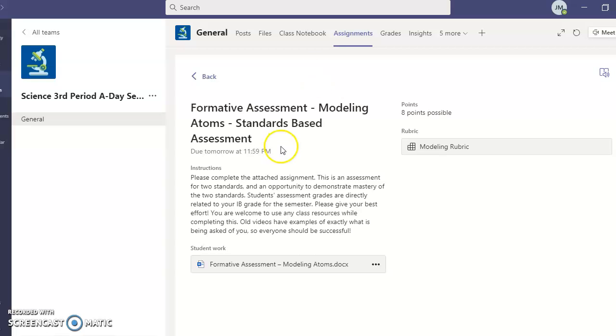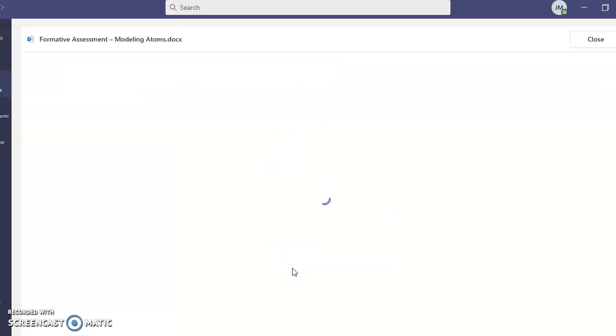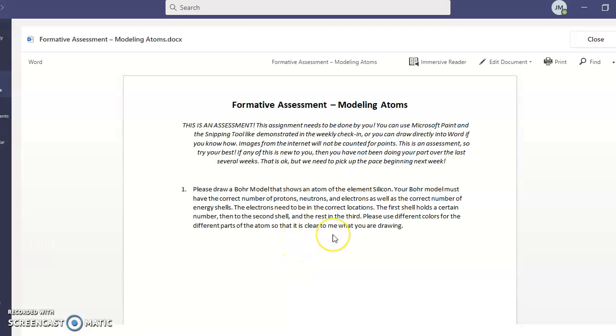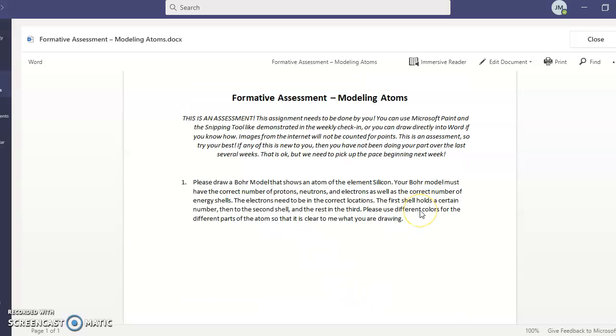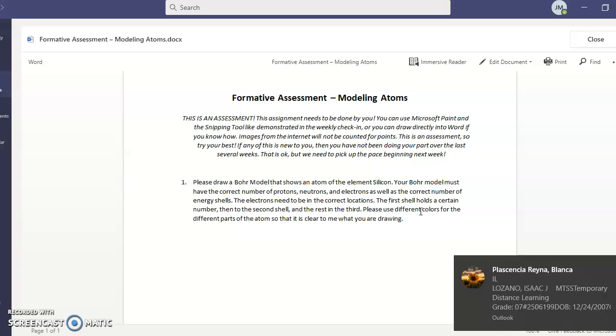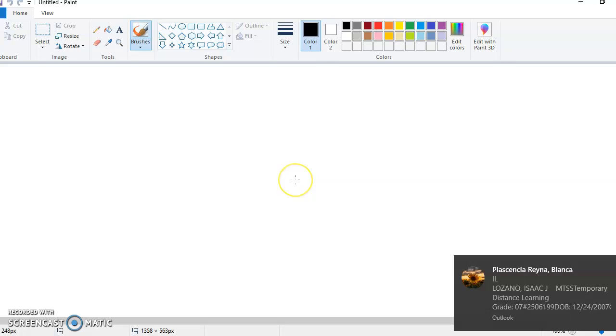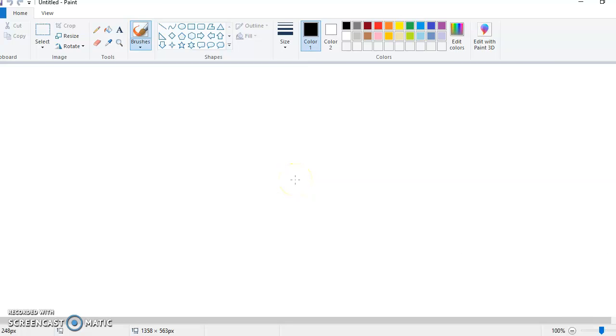To look at what that looks like for you guys, it's asking you to draw a Bohr model of the atom silicon. And then it's asking you to draw a diagram of a solid, liquid, and gas and show the phase change of atoms and how the atoms behave in that. I don't want to give you the answer, but the great thing about science is that we're trying to learn this stuff, and we're trying to add this information to our toolbox of knowledge.